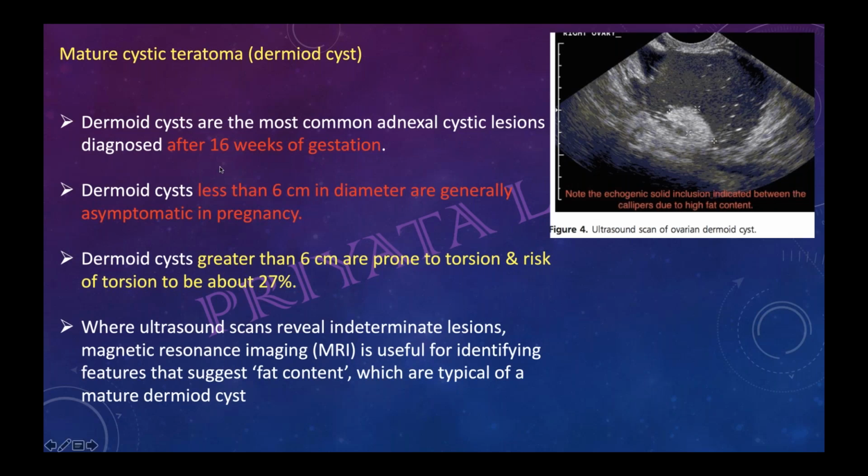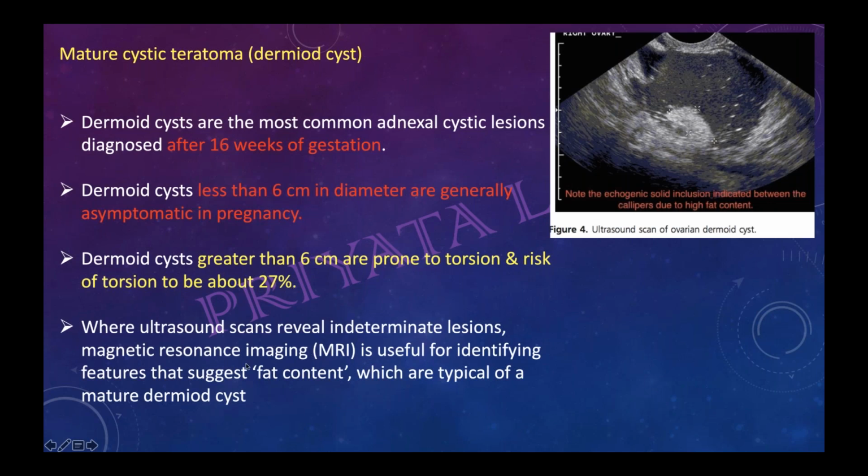After 16 weeks, if you are able to see a dermoid, it is usually less than 6 centimeter, and it causes no problem. But if they become more than 6 centimeter, then they can rotate, because fat is light, they can rotate. In 27% of pregnant patients, they can rotate. So all these numbers you have to remember. It is most common after 16 weeks. More than 6 centimeter has a very high probability of torsion, and the risk of torsion is 27%.